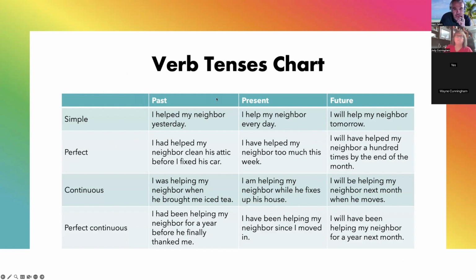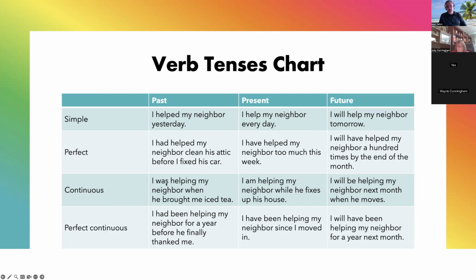So reading this chart, the simple past: I helped my neighbor yesterday. So when did you help your neighbor? You helped him yesterday. Simple present: I help my neighbor every day, right? Help him every day. Simple future: I will help my neighbor tomorrow. Now, perfect past: I had helped my neighbor clean his attic before I fixed his car. Present: I have helped my neighbor too much this week. And future: I will have helped my neighbor 100 times by the end of the month. So you see how the verbs are had helped, have helped, will have helped.